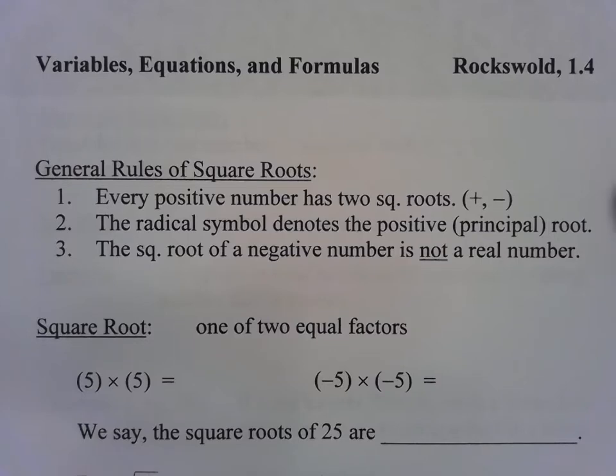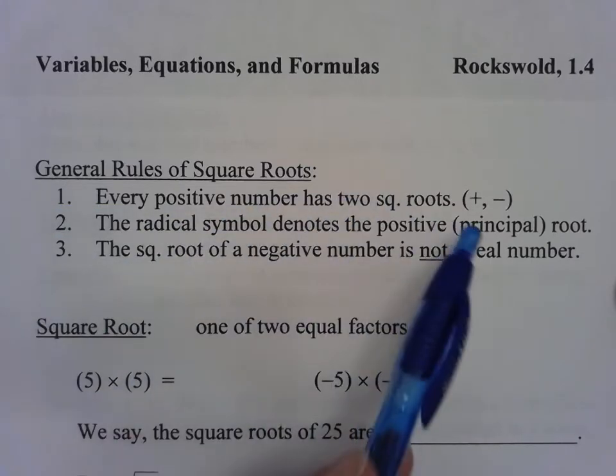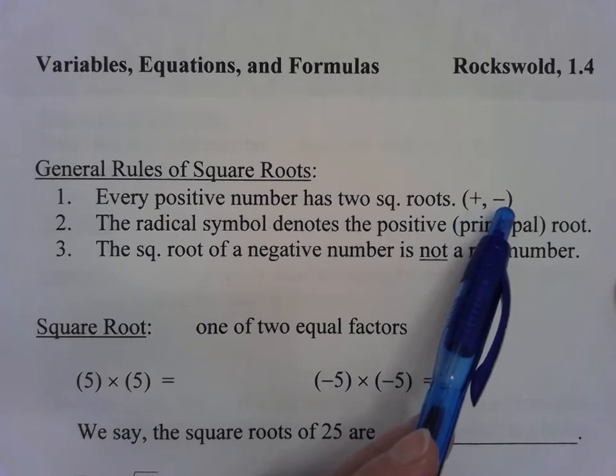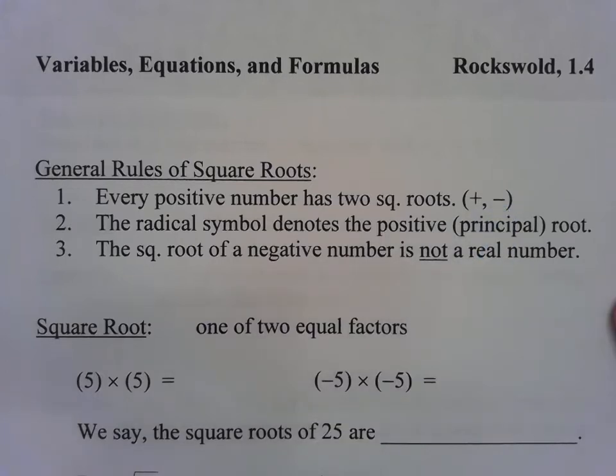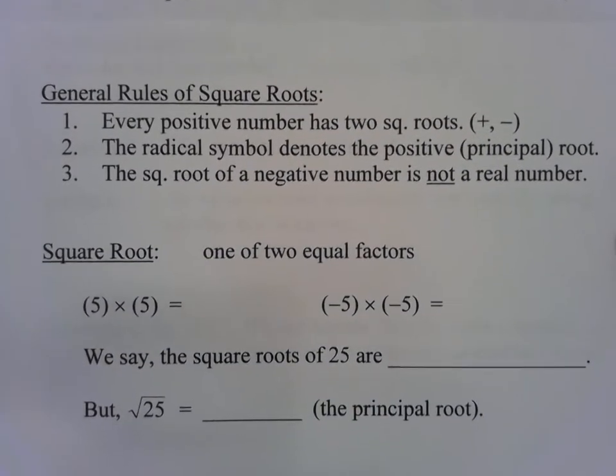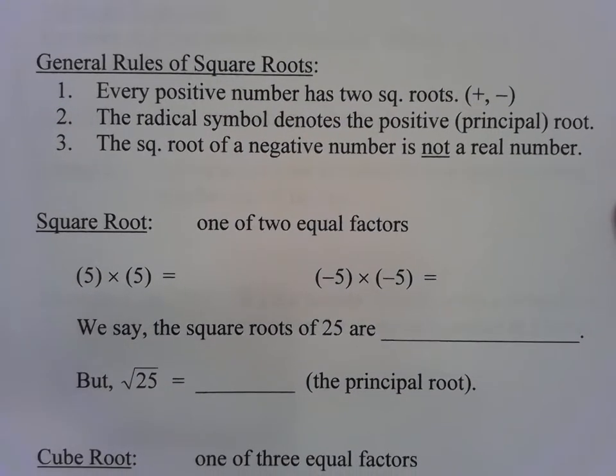So we have some general rules here that we usually use when we're dealing with square roots and cube roots. First rule is that every positive number has two square roots, the positive root and the negative root. Kind of flip-flop the order that I usually do these in. So let me skip down here to the square root, right?